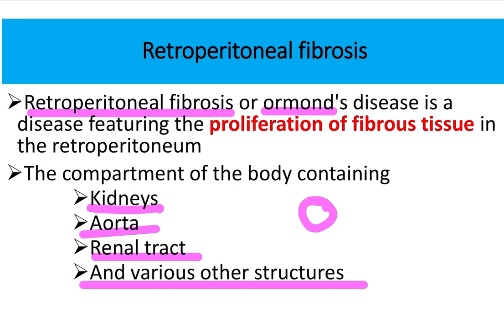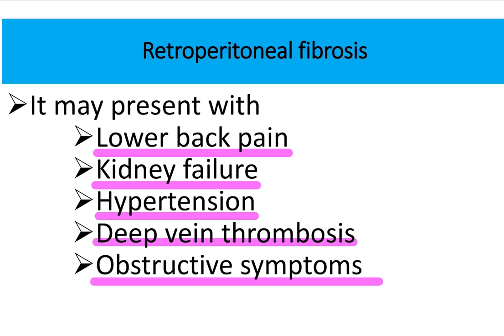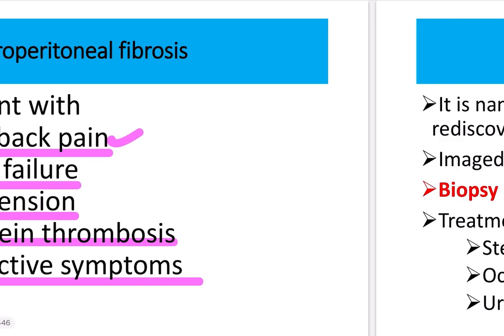As the retroperitoneal space is a very small area, it may compress the kidney, the aorta, and the renal tract, which is the ureter, and other structures present there. And what is the presentation? It may present with low back pain, kidney failure, hypertension, deep vein thrombosis, and obstructive symptoms. Different symptoms are present because it may compress the ureter and the kidney, cause deep vein thrombosis by compressing the inferior vena cava, cause obstructive symptoms, and also compress the abdominal aorta. It usually presents with lower abdominal pain, and on examination we find lower abdominal fullness.